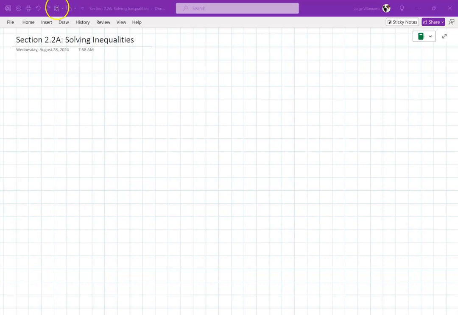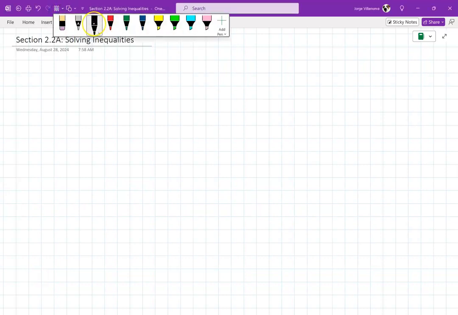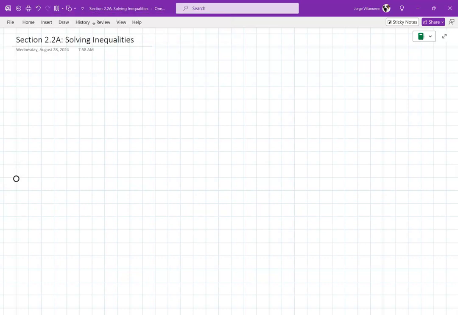All right, so for today we are doing section 2.2a, solving inequalities. So inequalities, let me write them down. Inequalities, they're symbols, okay? They can be expressions and things like that, but we use symbols, okay? So this symbol means less than, whereas this symbol means less than or equal to.